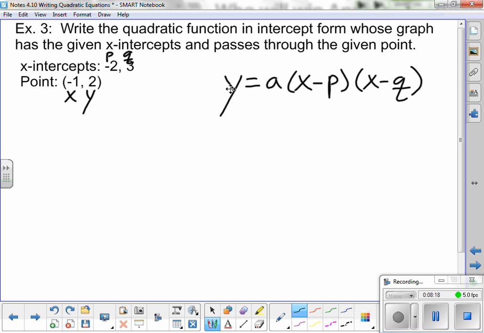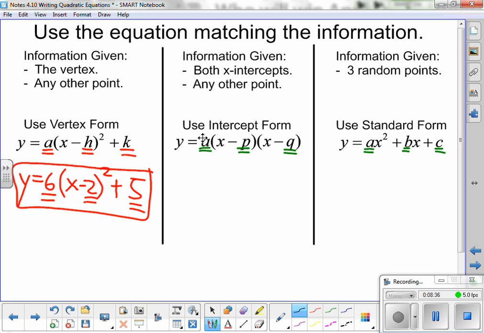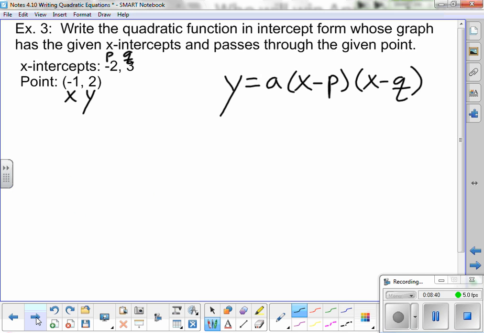So I know my y, I know my x, I know my p, I know my q. So I'm just going to plug in all those numbers here for these letters, and the only one I'm missing really is this a part, so I'm going to solve for the a part again. And if you remember back here, I needed to find the p, the q, and the a. Right now I have the p and the q, so I'm just finding the a part, and then I'll be done.